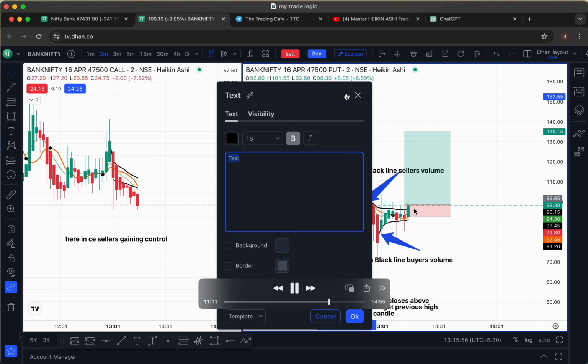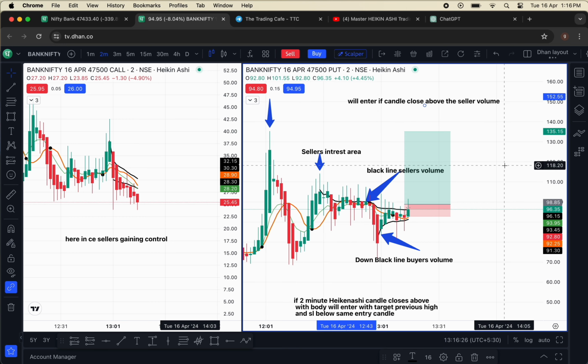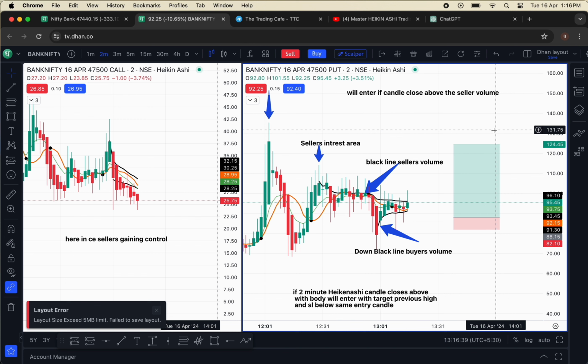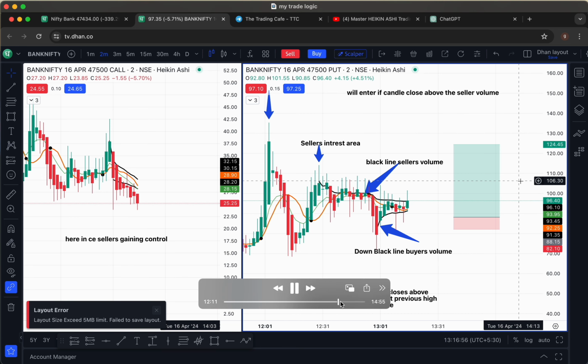So we will be entering above this line of the sellers' volume. If a candle's body closes below it, we won't be entering. Always remember that the body should be above the line, it should not be below the line. A thick bullish candle body should move above the line. Which line? The sellers' volume line. At that time we will be entering. Now let's wait for that candle to close.